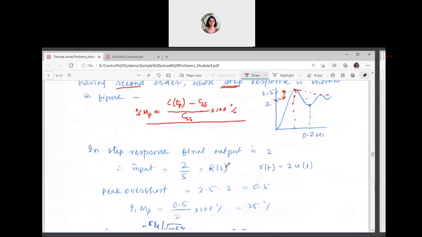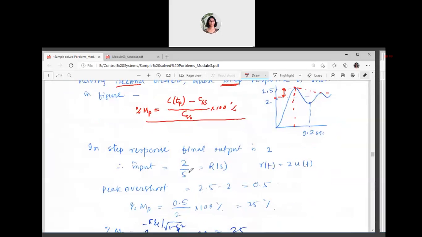Now see here, R of S is 2 by S. This I know. What is the peak overshoot? It is 2.5 minus 2, where 2 is the steady value. So this difference is nothing but 0.5. I have to express it in percentage, so divided by CSS. What is CSS? CSS is nothing but 2. So 0.5 by CSS multiplied by 100% is 25%. So this is the percentage overshoot that we are getting.